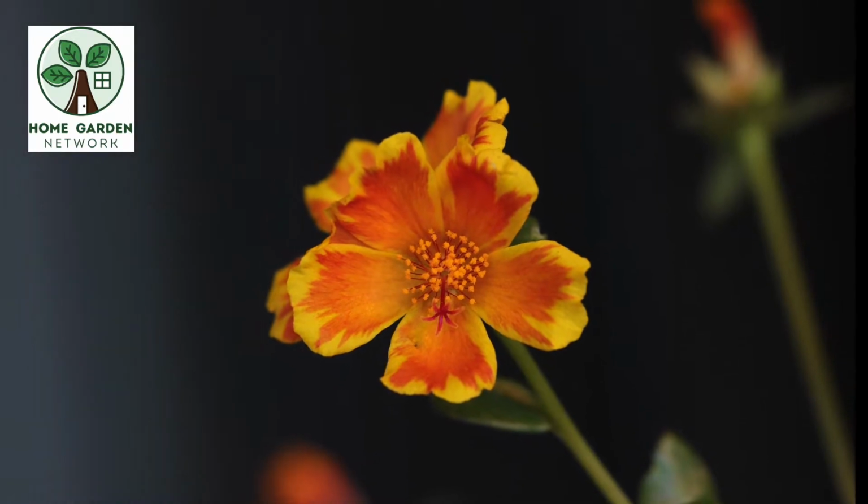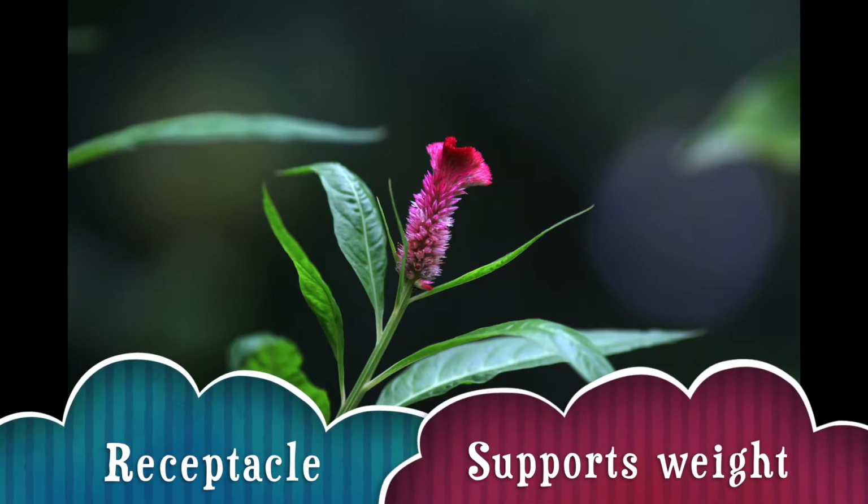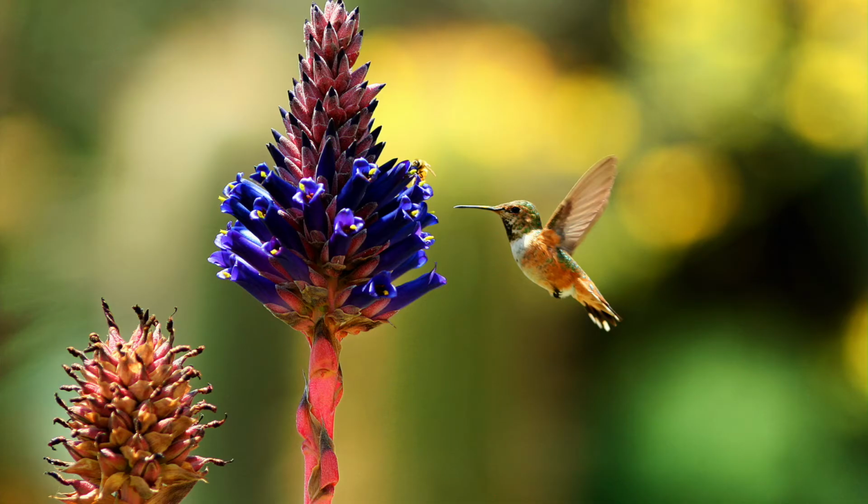The bottom part of the flower is called the peduncle. This is known as the stem or stalk of the flower. Next is the receptacle. The receptacle is the part that holds the flower and helps to support the flower's weight. From there is the sepal. It's the part that looks kind of like it has pointed spikes at the end. That is the part that protects the flower and is going to help it from drying out.